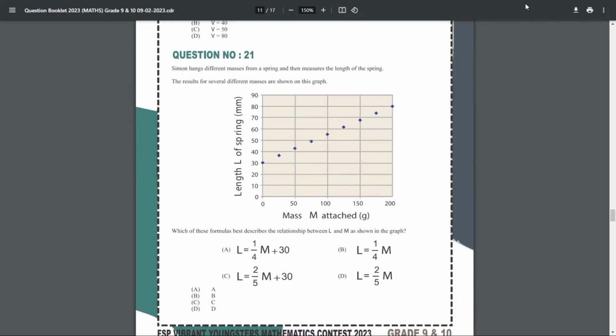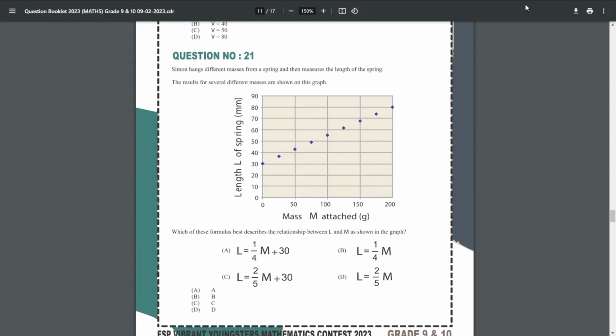Question 21. Simon hangs different masses from a spring and then measures the length of the spring. The results for several different masses are shown in this graph. Which of these formulas best describes the relationship between L and M as shown in the graph? So the correct option is A. L is equal to 1 by 4M plus 30.